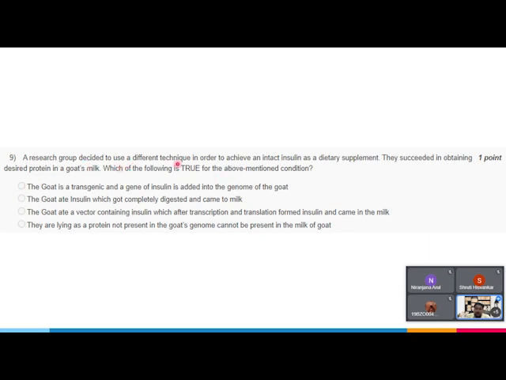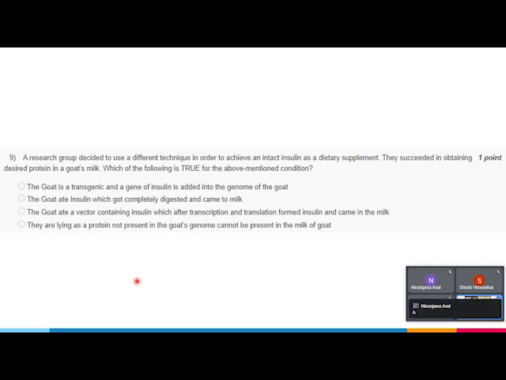A research group decided to use a different technique in order to achieve intact insulin as a dietary supplement. So what Prakhar was doing, a separate group started doing something else. They succeeded in obtaining the desired protein in goat's milk. Which of the following is true for the above mentioned conditions? The options are: A, the goat is transgenic and the gene of insulin is added into the genome of the goat. B, the goat ate insulin which got completely digested and came to the milk. C, the goat ate a vector containing insulin, which after transcription and translation formed the insulin and came in the milk. D, they are lying, as a protein not present in the goat's genome cannot be present in the milk of a goat.